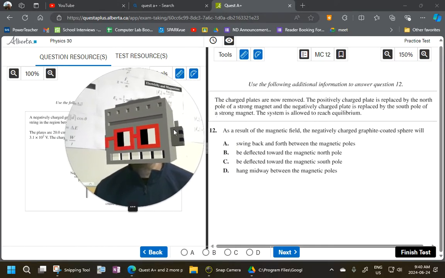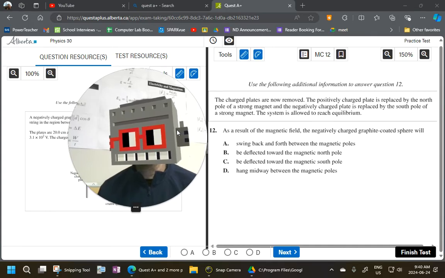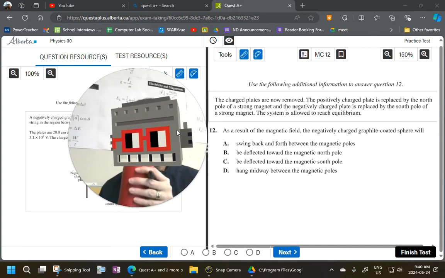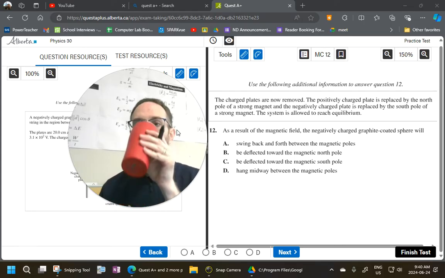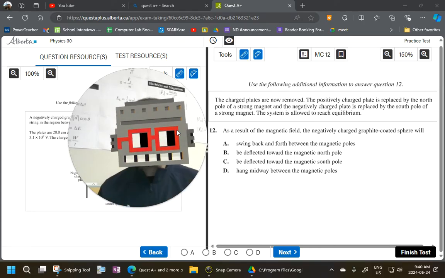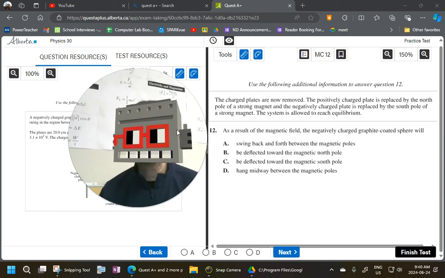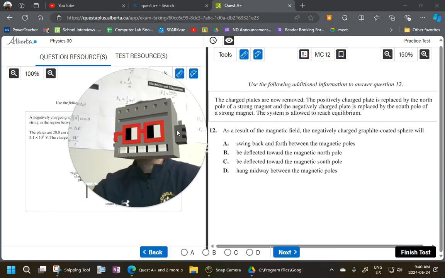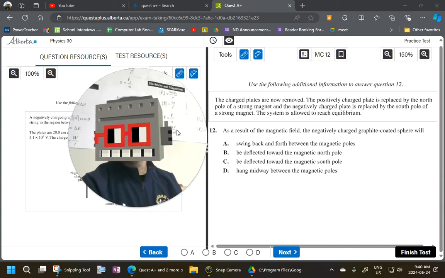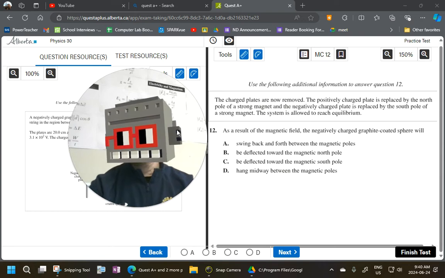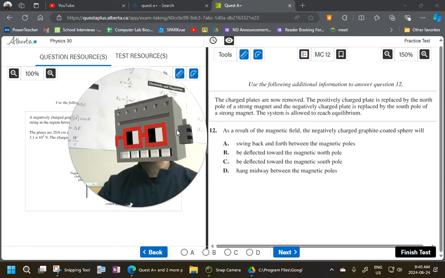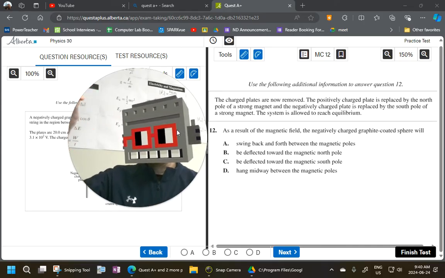The charged plates are now removed. The positive plate is replaced with the north pole of a strong magnet and a negatively charged particle. The system is allowed to reach equilibrium. As a result of the magnetic field, the negatively charged particle will... why would it swing back and forth? It would move down, like it would be removed.